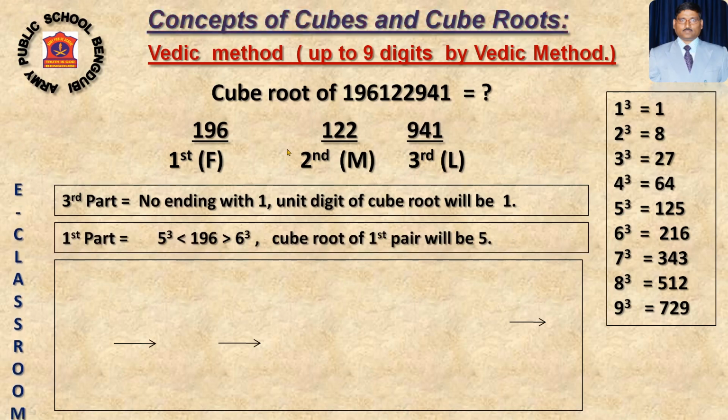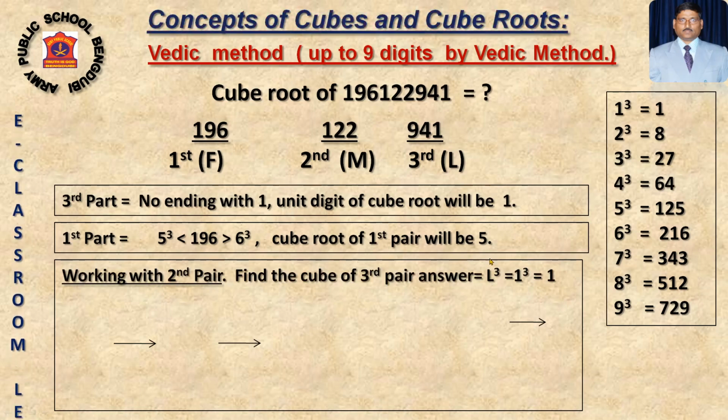Now how to find the middle part? That is the most important part here. What way will we find the answer? What is the last part? 1. First you have to find the cube of the last part. Whatever the digit is, you have to find its cube. It is 1, and 1 cube is 1. Now you have to subtract this 1 from the whole number. Sometimes the number crosses more than this part, that's why you have to subtract from here also.